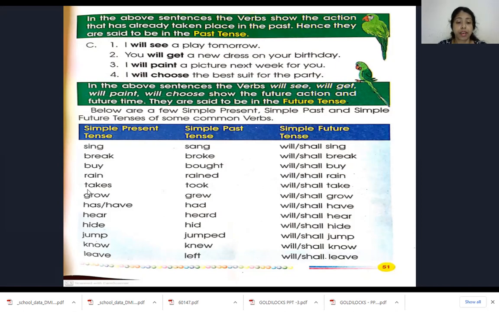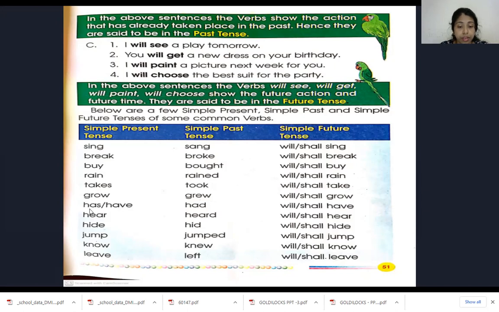The next one is take. In the simple past form, it will be took. And the future form will be will take or shall take. The next one, in the present form, the verb will be grow. In the past form, it will be grew. And the future form will be will grow or shall grow.